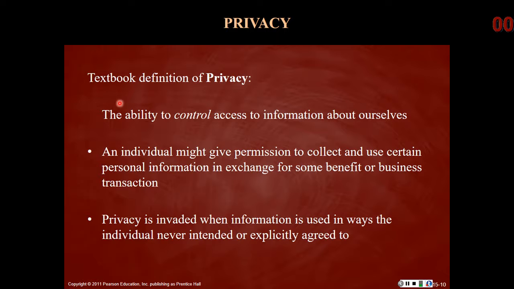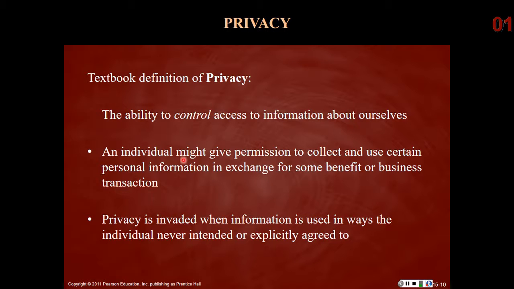So what is privacy? Here's one textbook definition of privacy. It's the ability to control access to information about ourselves. In other words, for most individuals, there is a type of information about themselves that they're willing to release to others, and there is certain information that they would like to keep to themselves. For example, it can be something related to their health issues or health records. Some people believe it's something personal. They are also embarrassed by the fact that other people know about their health issues, so they would like to keep this information to themselves.